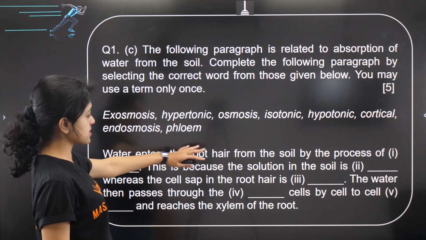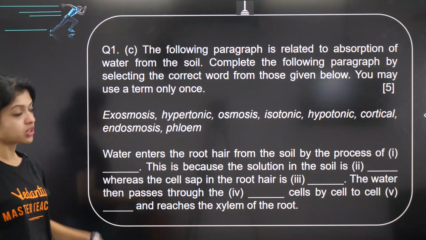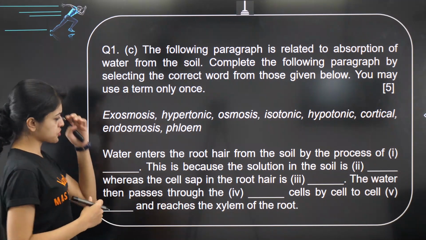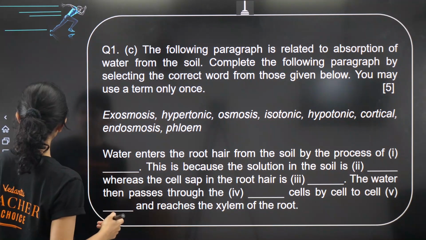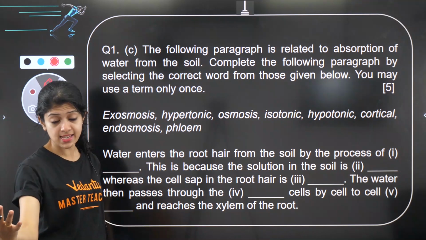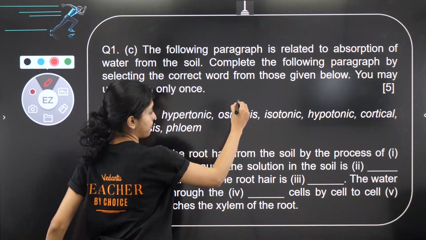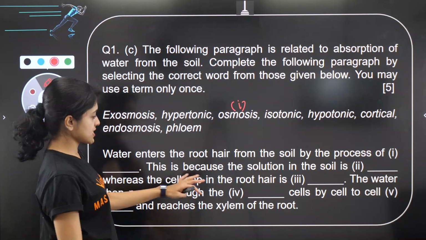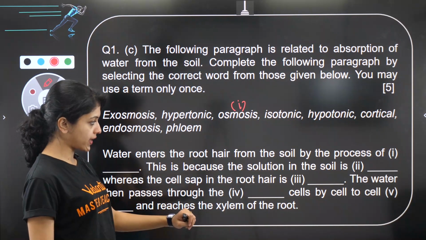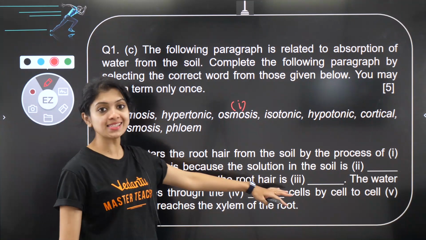Now, water enters the root hair from the soil by the process of dash. Which of these do you think would be most appropriate for that? So let's do this together. Water enters the root hair from the soil by the process of, yes, a very, very important process, osmosis, right? So blank number 1 would be osmosis. Now why does this occur? This is because the solution in the soil is dash, whereas the cell sap in the root hair is dash.